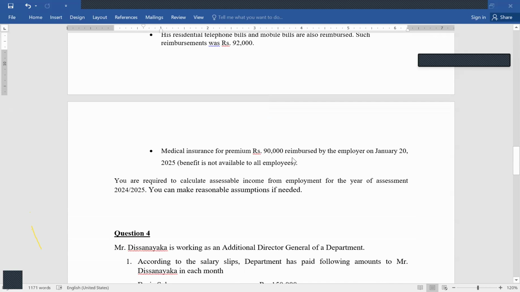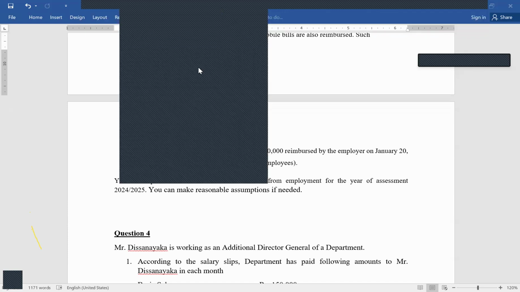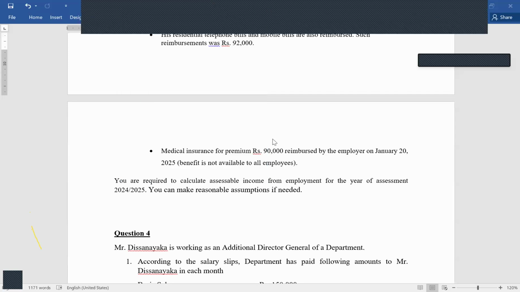Medical insurance premium 90,000 reimbursed by the employer on January 2025. Benefit is not available to all employees. Not available to all employees. Yes, this is liable fully because it is not uniformly applicable. If it is uniformly applicable, then we can exclude that amount.